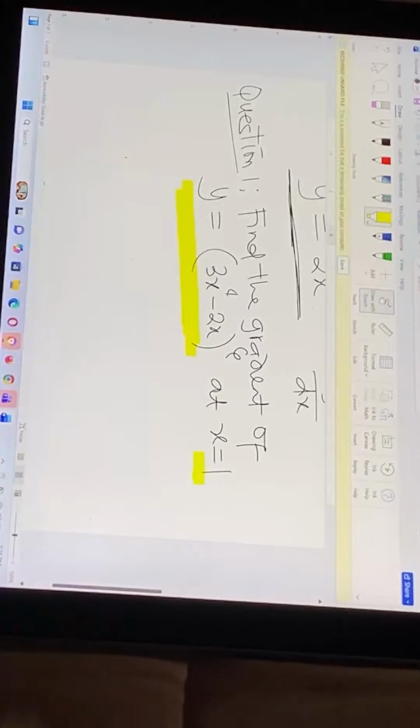How do we use calculator to solve this? It's very simple. Whenever you are asked to differentiate and the points are given to you, this is what you have to do. You have to use your calculator to solve this.